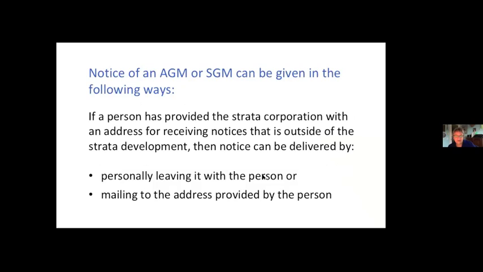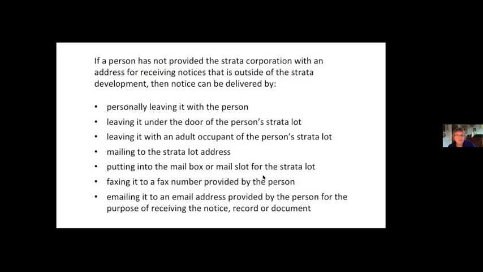If the person has given you an address that is outside the strata, you can deliver the notice by delivering it in person, putting it right in their hand, or mailing it to the address they've provided. If they've not provided you with an address outside the Strata Corporation, you've got many different choices of ways to deliver it to them. You can personally leave it with them, leave it under their door, leave it with any adult occupant of their strata lot. You can mail it to them, put it into their mail slot if you have one. You can fax it if they've provided one, and you can email it to them if they have provided you their email address for the purpose of receiving that notice.